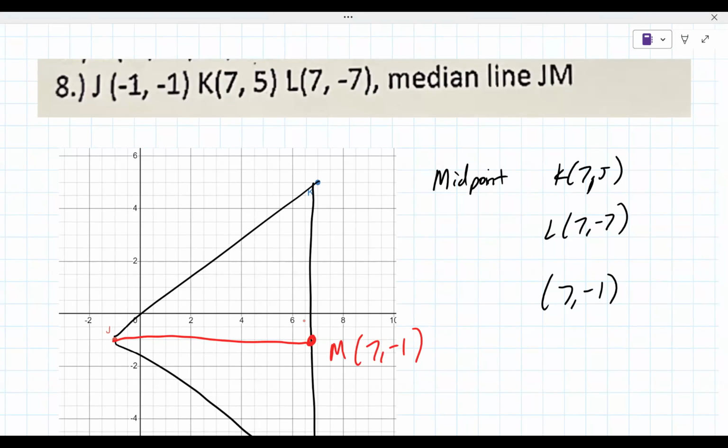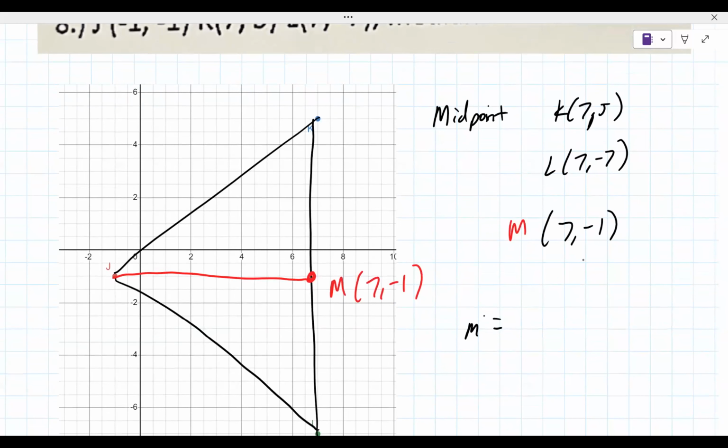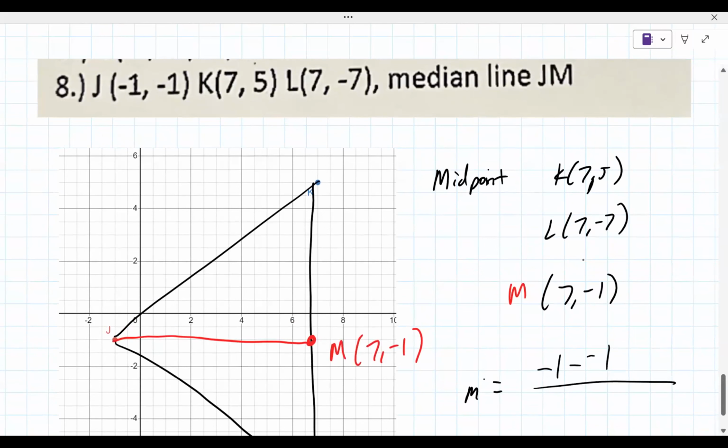So now do slope. Find the slope between J and M. 3, comma, -1. Which 2 points are you using for the slope? -1, comma, -1, 7, -1. Okay, now do you see the slope looks very horizontal? Yeah. So we have to try that one more time here. In the numerator we got -1 minus a -1, 7 minus a -1.